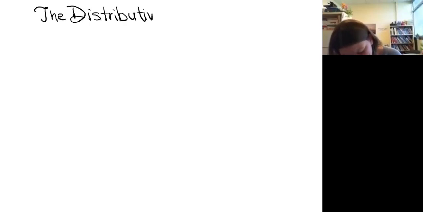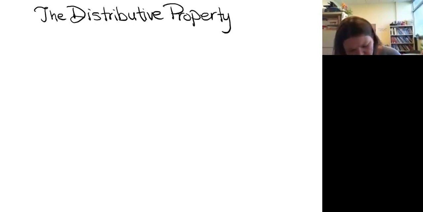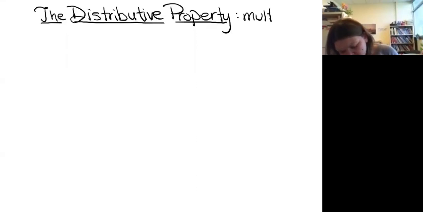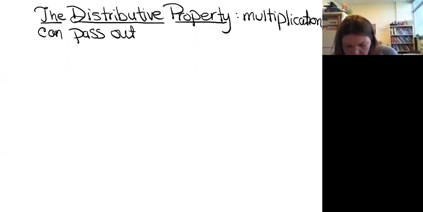Okay, so I want to show you something that they often don't teach you guys until algebra, or don't give a name to until algebra, but we've been doing all along. We have what's known as the distributive property. This is a property that we learn in math class that states that multiplication passes out over addition.